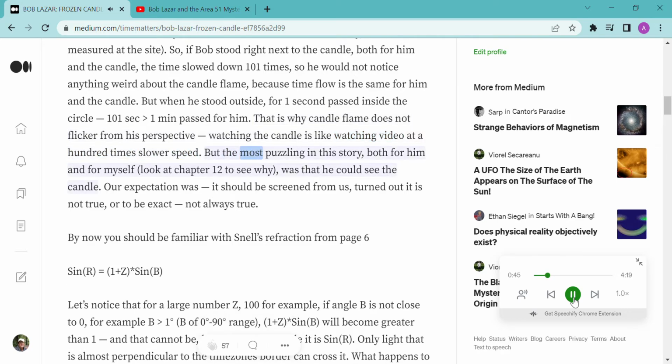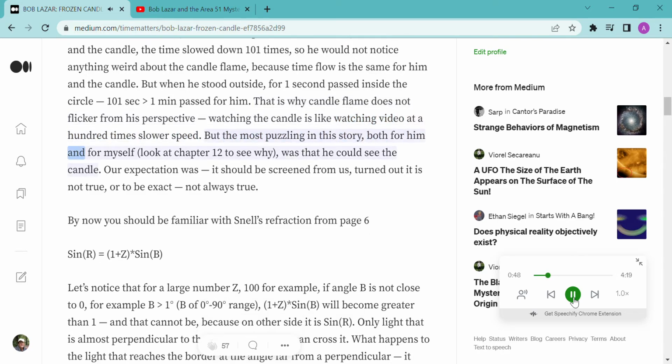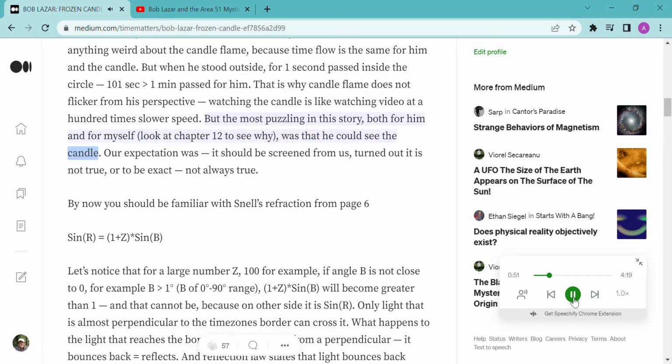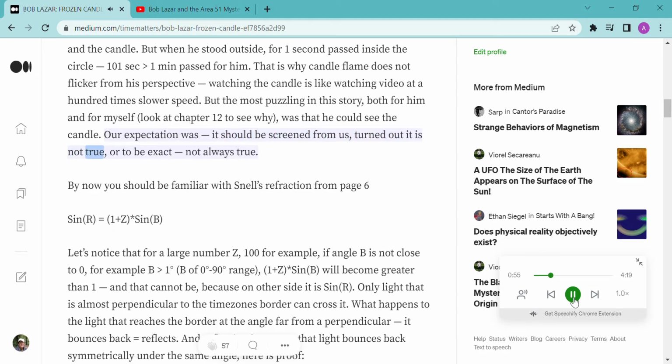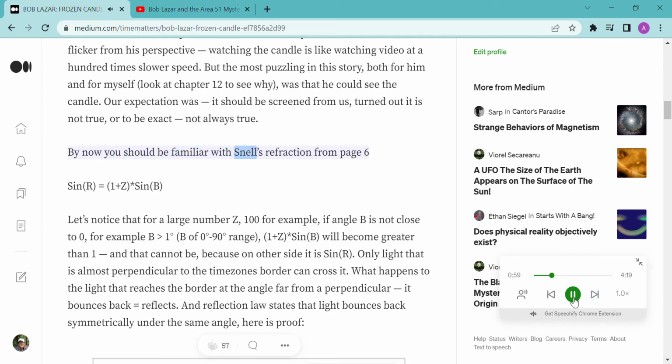But the most puzzling in this story, both for him and for myself, look at chapter 12 to see why, was that he could see the candle. Our expectation was, it should be screened from us, turned out it is not true, or to be exact, not always true. By now you should be familiar with Snell's refraction from page 6.